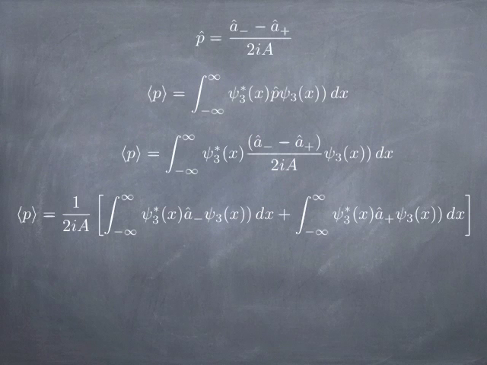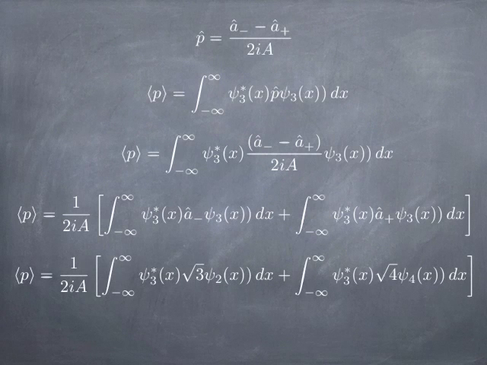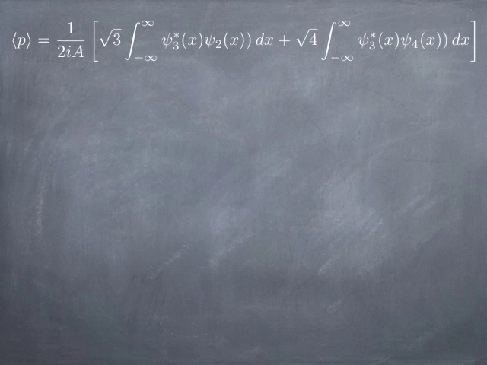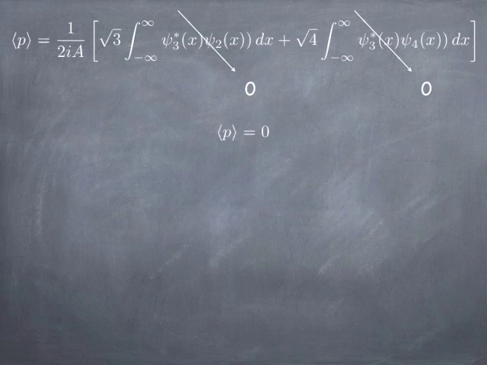But we know what happens when a minus acts on psi 3. It's the square root of 3 times psi 2. And we know what happens when a plus acts on psi 3. It's the square root of 4 times psi 4. But square root of 3 and square root of 4 are just numbers. So what that means is that we end up with these integrals that look like the orthonormality condition. Psi 3 star on psi 2, psi 3 star on psi 4. But what are those? They're just zero. And so what is the expectation value of momentum? It's zero. Okay? That was easy.